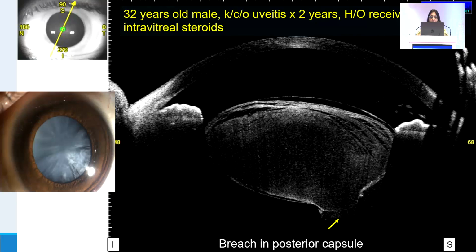This is beautifully captured in this image, where this patient developed a cataract 1 month after receiving intravitreal steroids, and we can see the breach in the posterior capsule so beautifully. This helps us again in planning preoperatively. We know that we are probably going to need a vitrectomy, and the type of lens that we want to plan.